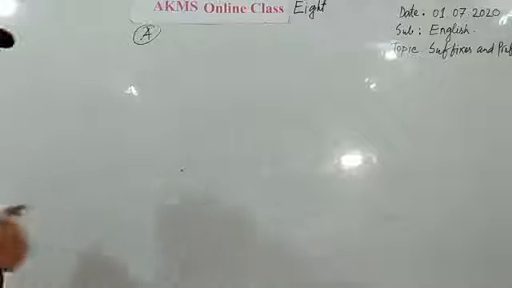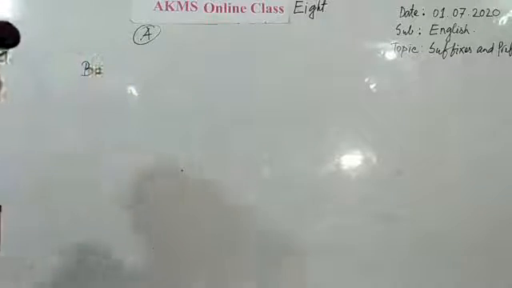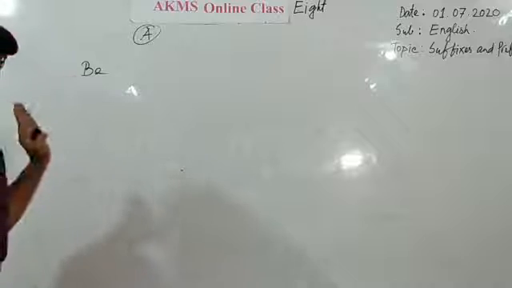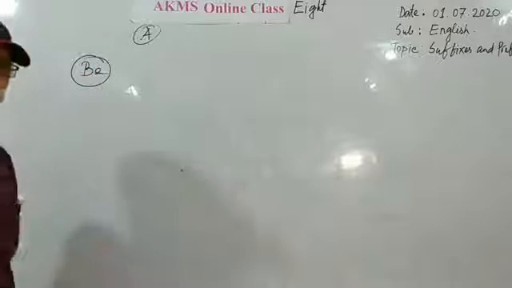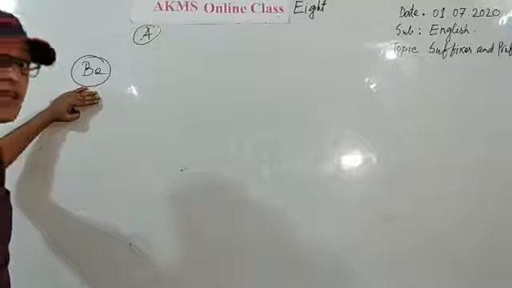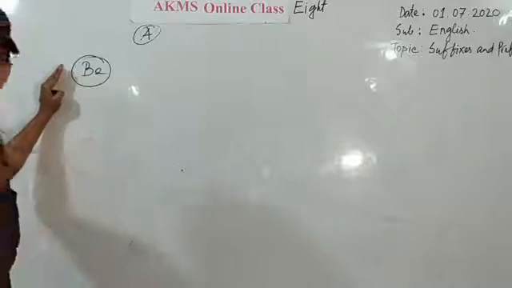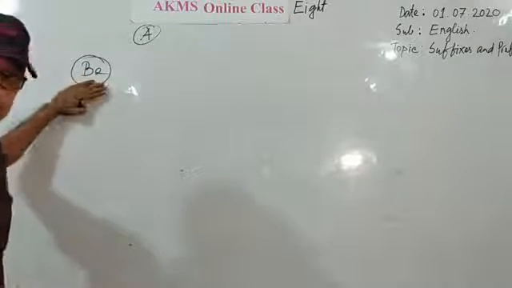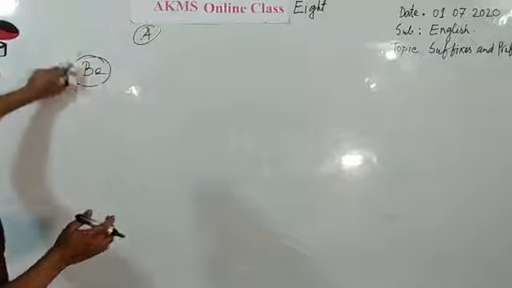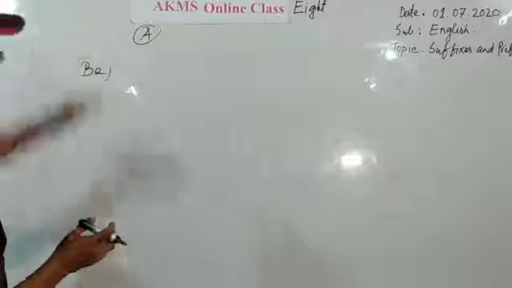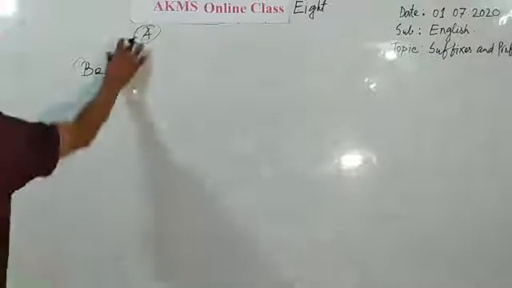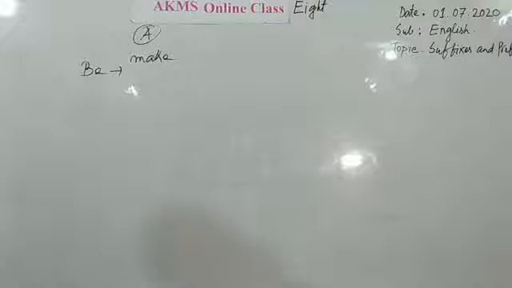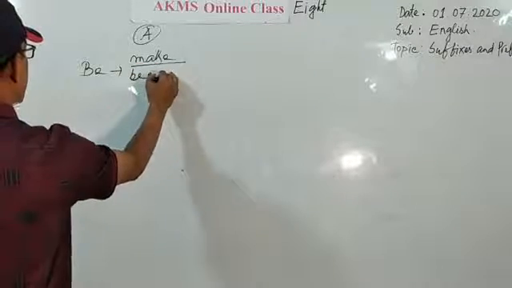Now, dears, I am going to start the prefix that will start with b. Be. Only one prefix that will start with b. You know, be has a meaning, but as a prefix, be has no meaning. As another word, be has a meaning. It is a verb. But whenever I will use this be as prefix, it will express a meaning. What type of meaning can be express? It will express the meaning of make or become.